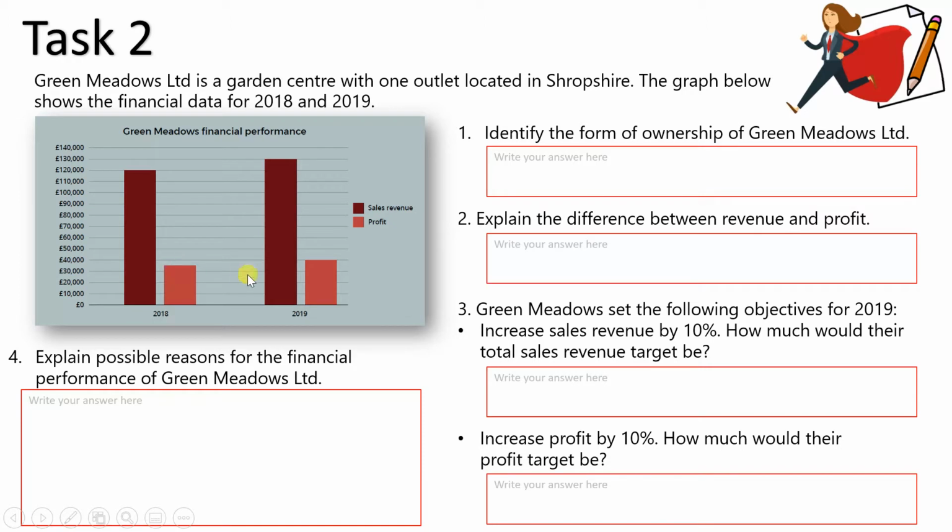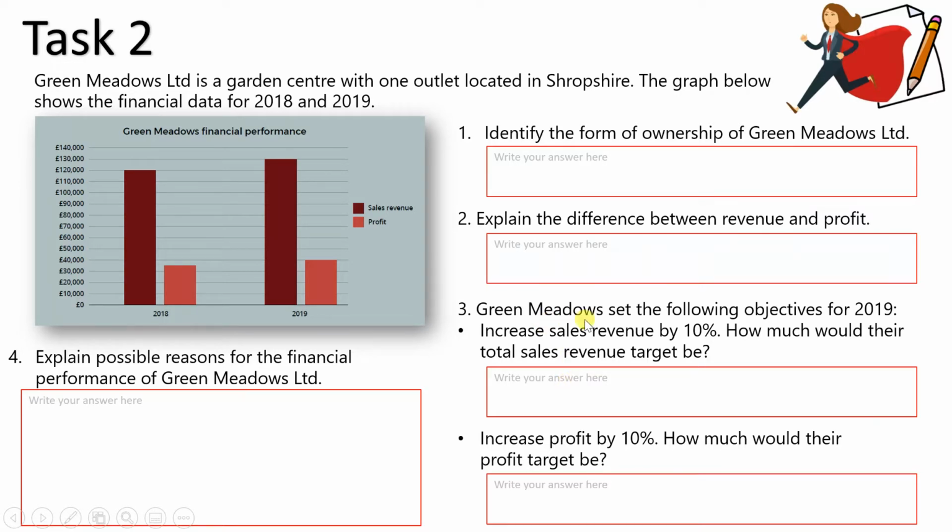Your questions. Number 1. Identify the form of ownership of Green Meadows Ltd. The clue's in the name. Question 2. Explain the difference between revenue and profit. That was literally discussed on the last slide, and it's got something to do with costs. So you work that out then.